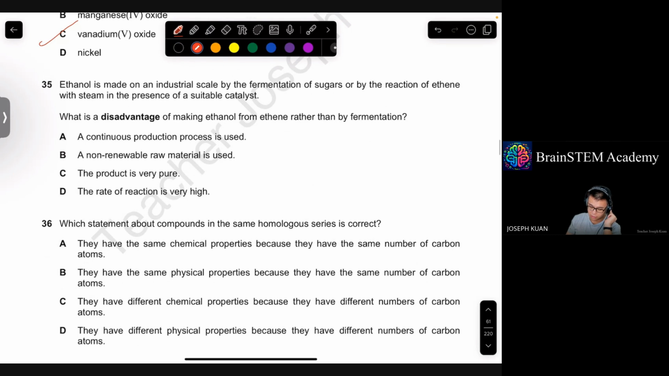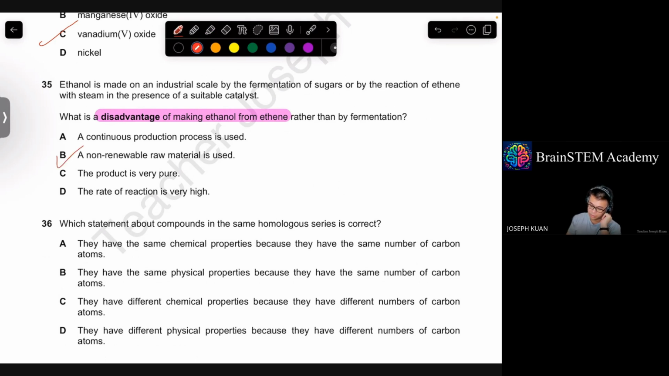Question 35. Ethanol is made on an industrial scale by the fermentation of sugars or by the reaction of ethene with steam in the presence of suitable catalysts. What is the disadvantage of making ethanol from ethene rather than by fermentation? It's actually pretty straightforward. The answer should be B.